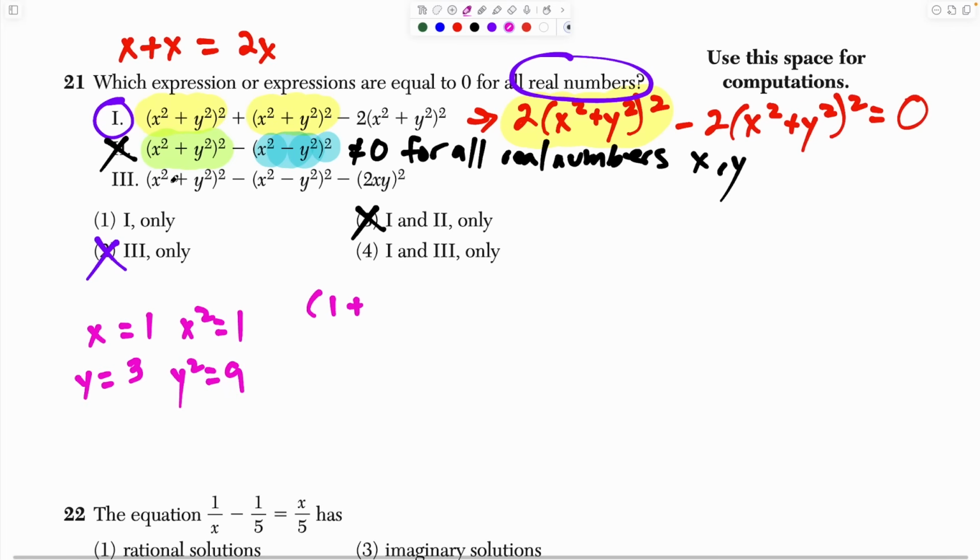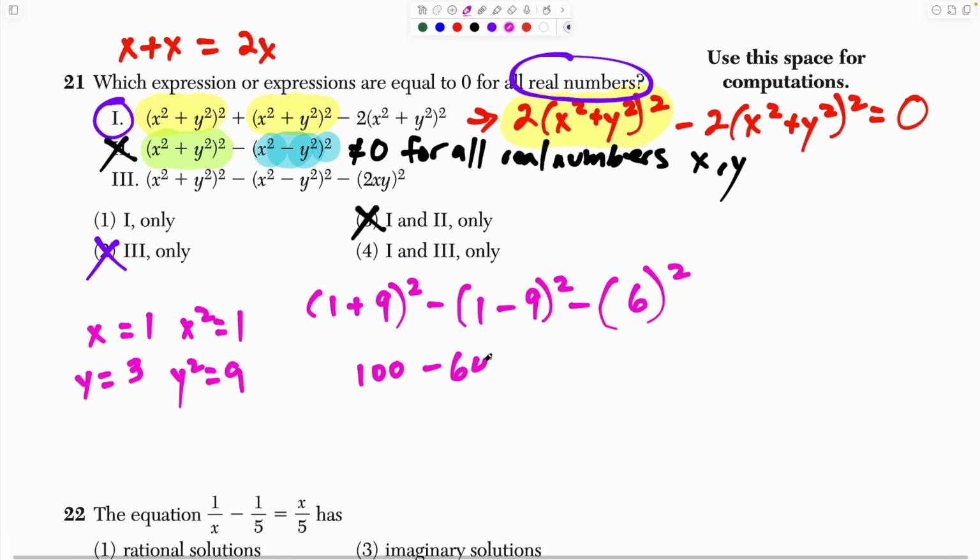So I would get in the last part here, x squared plus y squared is 1 plus 9 to the 2nd power, minus, and then I have x squared, which is 1, minus y squared, which is 9, being squared, minus, and then in parentheses, I have 2 times x times y. So if I do 2 times 1, I get 2, and then times 3 gives me 6. And then this is being squared. 1 plus 9 is 10. 10 squared is 100.